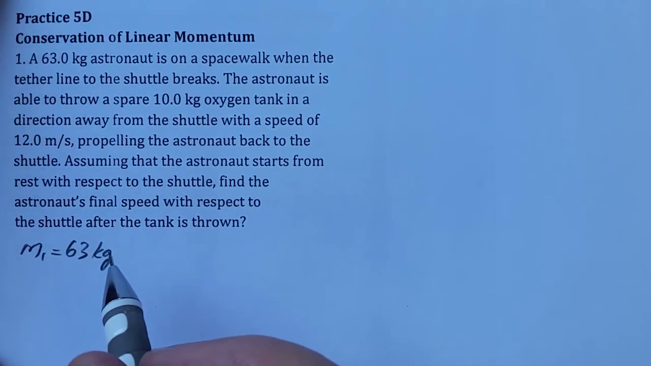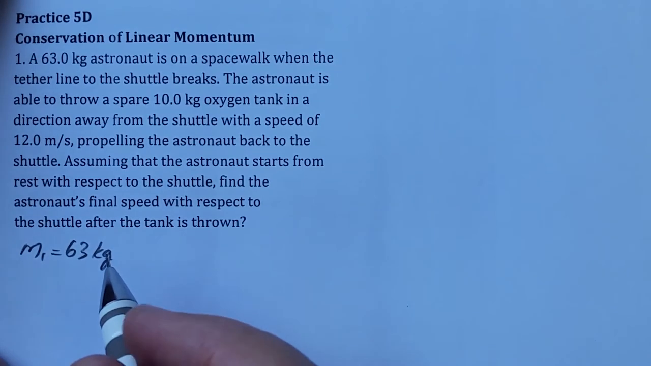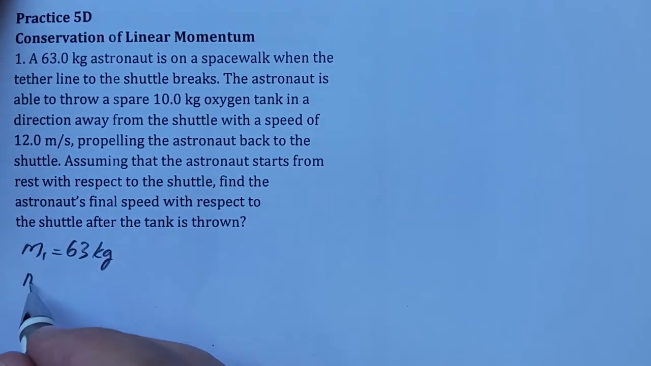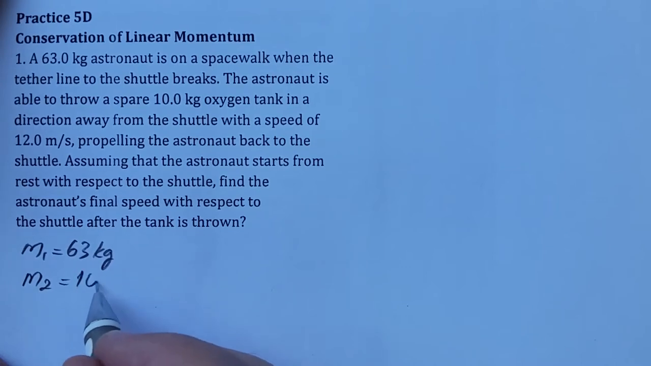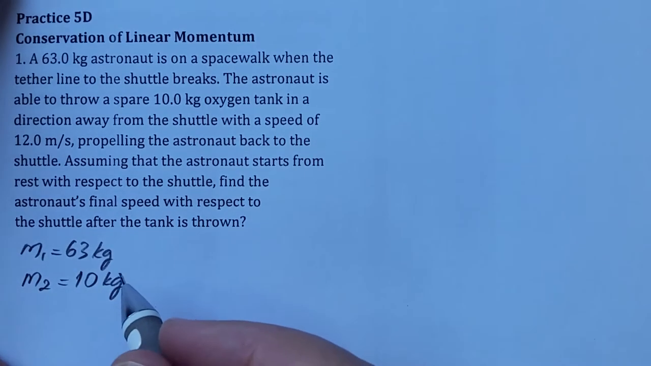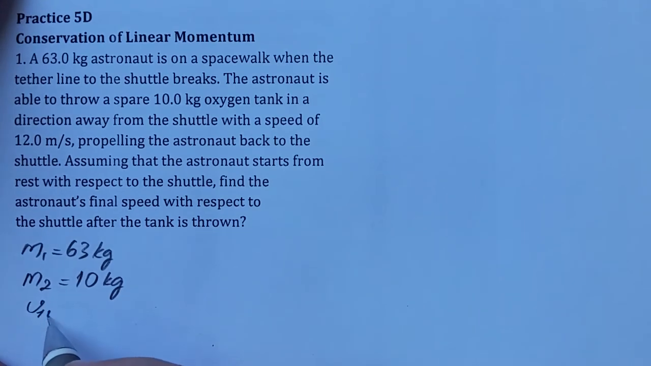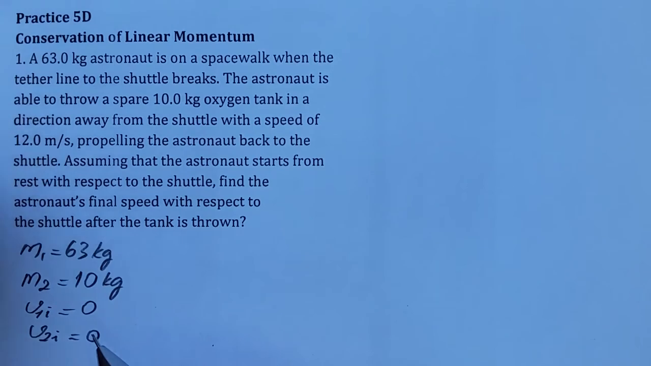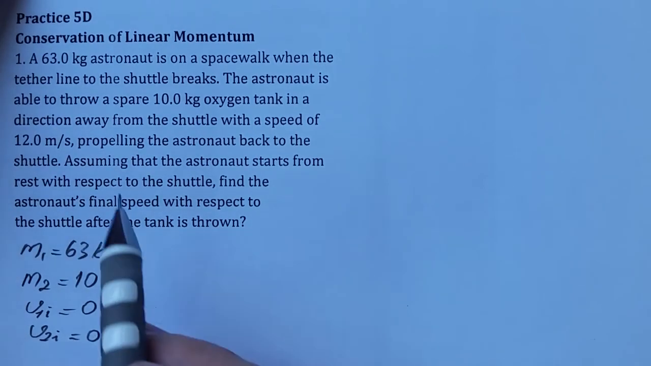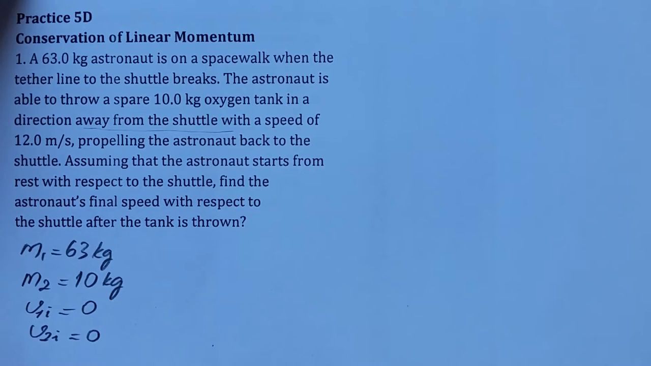The astronaut is able to throw a spare 10 kilogram oxygen tank. So M2 is given, the mass of the oxygen tank, 10 kilogram, in the direction away from him. So at the beginning both are stationary, so V1 initial is 0 and V2 initial is also 0. Then he threw the oxygen tank in the direction away from the shuttle with 12 meters per second. So V2 final is given here.